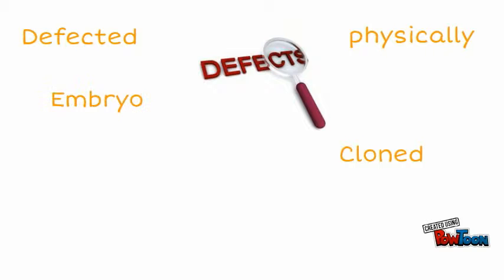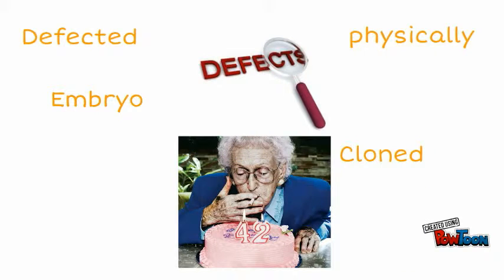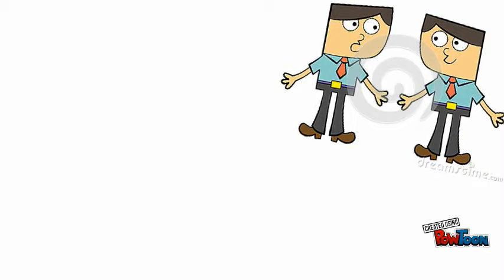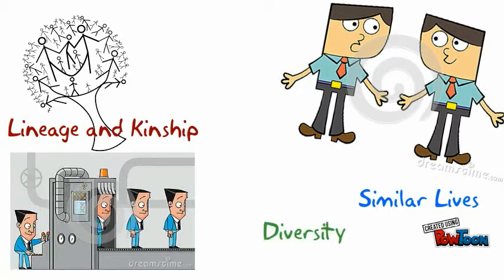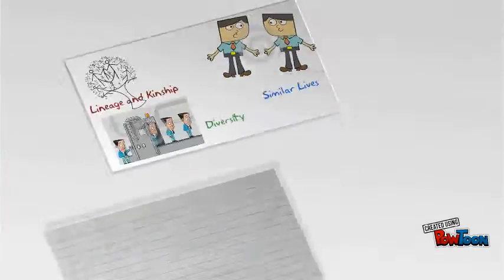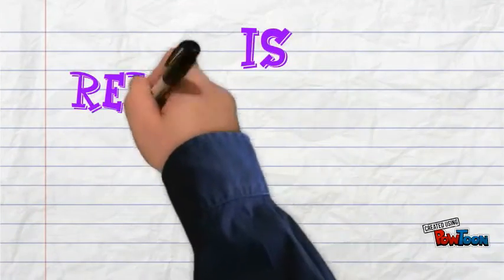But unfortunately, the probability of having physically defective cloned embryo is very high, and it generates embryos that age and die fast. Also, cloned individuals are expected to lead similar lives to their counterparts, which might affect them in a negative way. Plus, it disturbs the lineage and kinship, and it affects the diversity of humans in general. So, is reproductive cloning ethical?